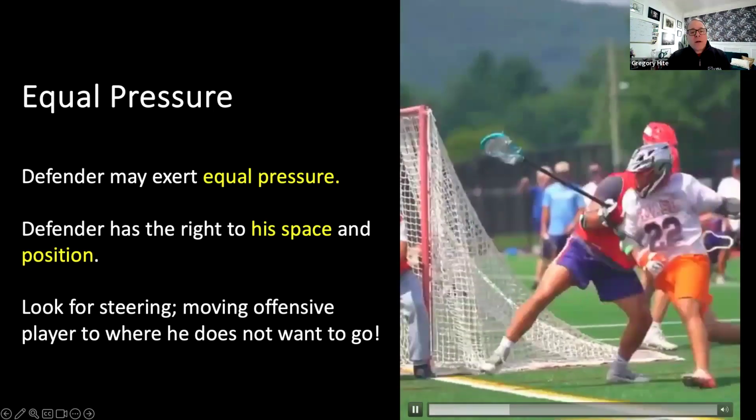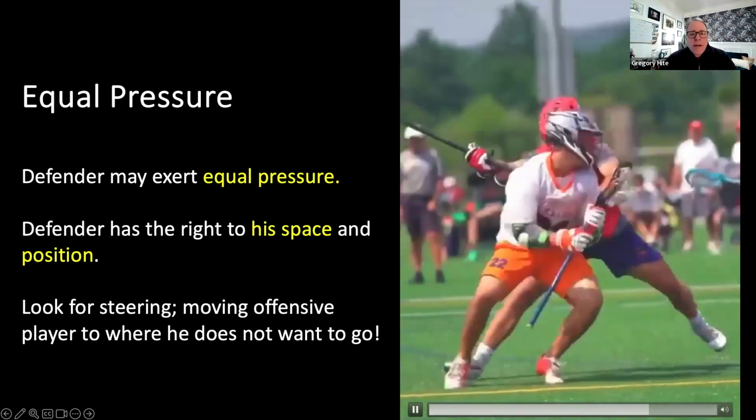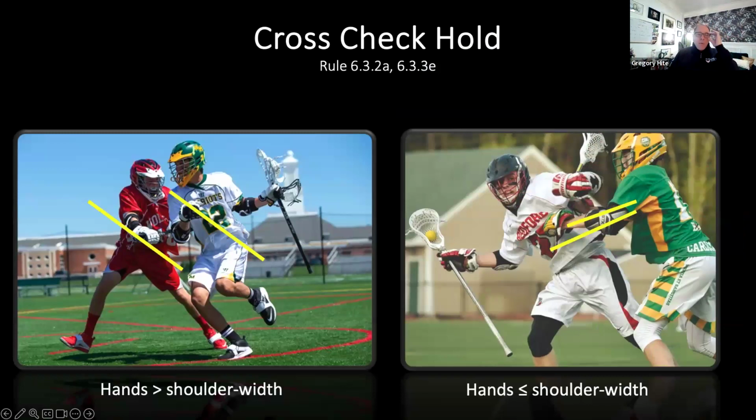If you're a football guy, think about how you would call holding on the offensive line. You're looking for them to steer that defensive tackle or that end to a place where he doesn't really want to go, right? This is just, we're playing defense here. Now, you can do what is called the cross-check hold. You can use the part of the stick in between your hands as long as your hands are less than shoulder width apart. If your hands get wider than shoulder width, then this becomes a hold, okay?